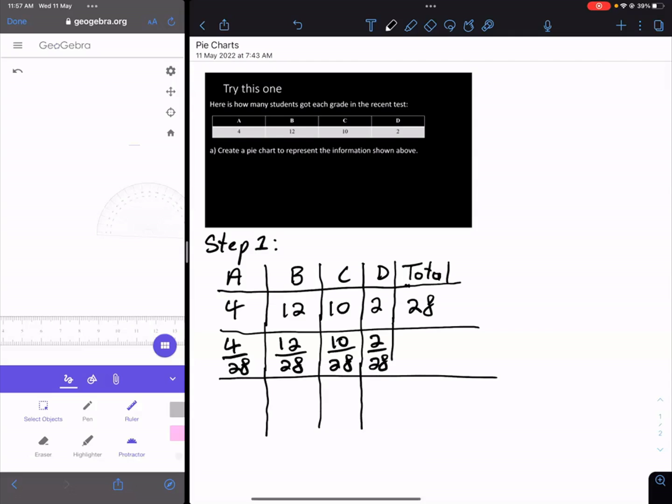Alright? So now, our next step is to change all of these to degrees. And to do that, we know that a circle is measured to a total of 360 degrees. So we're going to multiply each fraction by 360 degrees to find our corresponding degrees for each A, B, C, and D. Alright? So let us proceed. So 4 over 28 multiplied by 360. That is our answer. So I'm just going to write these out.